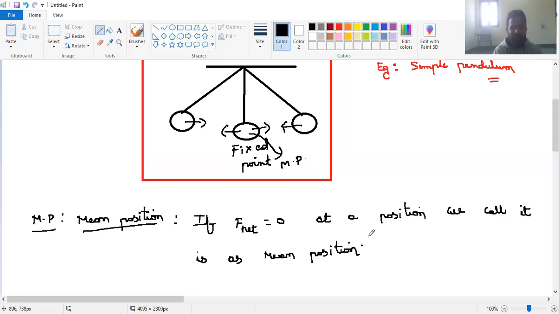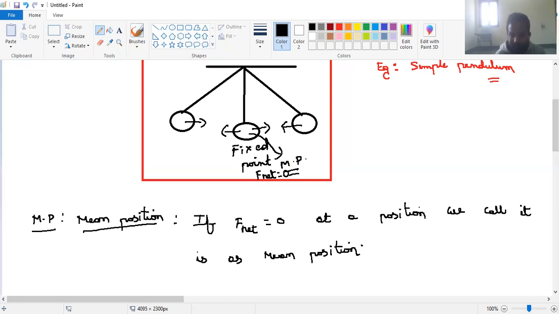We can't say directly that when F net is equal to 0, velocity is equal to 0. F net equal to 0 means only the acceleration is 0, not the velocity. So at a particular position, if I say F net is equal to 0, that is called the mean position. Always the starting point will be the mean position, and here F net is equal to 0.